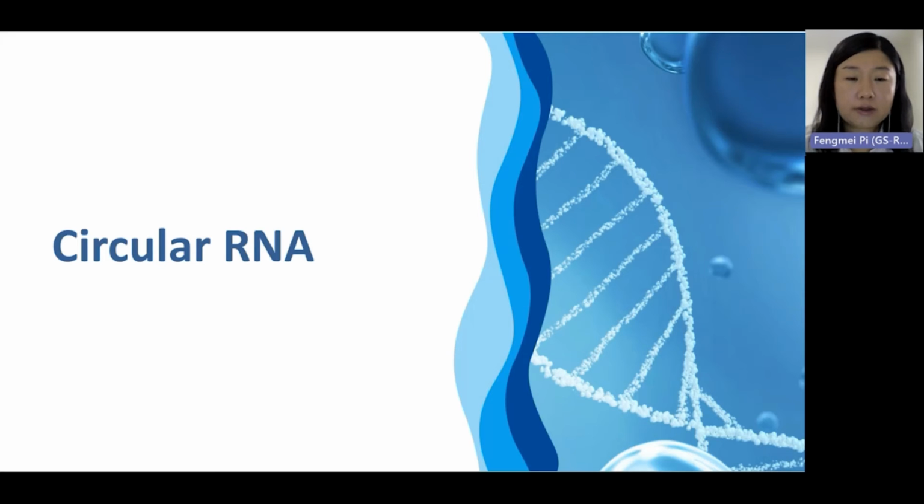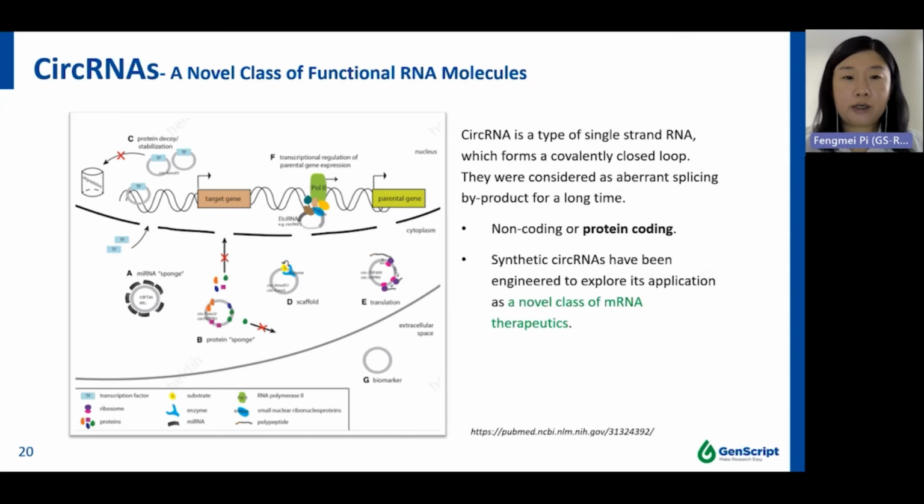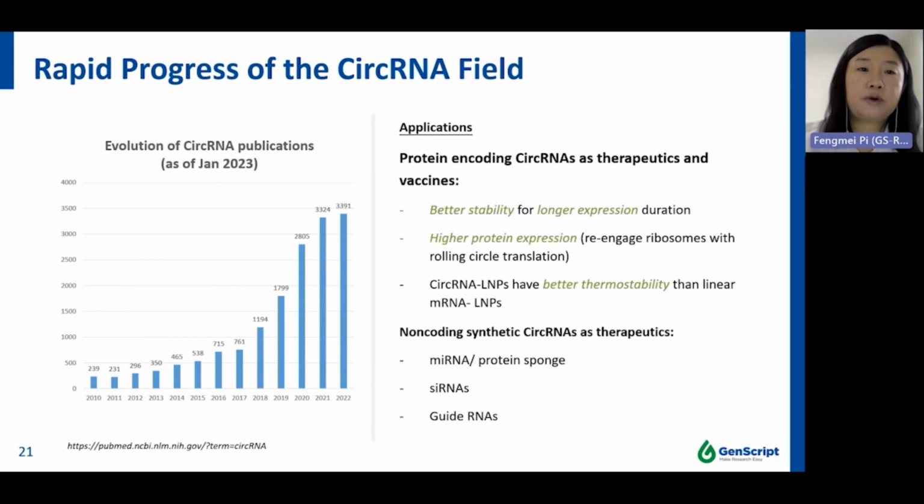And thirdly, I also would like to introduce circRNA. So circRNA is a novel class of functional RNA molecules that have the 5' and 3' ends connected as a circle. It has been reported to be able to code proteins or act as a non-coding RNA. The research in the circRNA field is having increasing interest recently, since there are proven advantages of circRNA as therapeutics and vaccines, and it's considered as the version number 2 of mRNA.